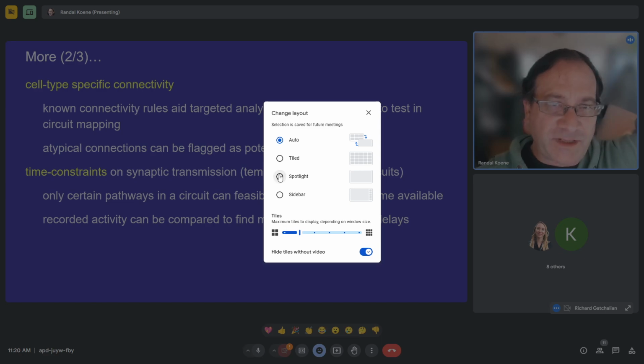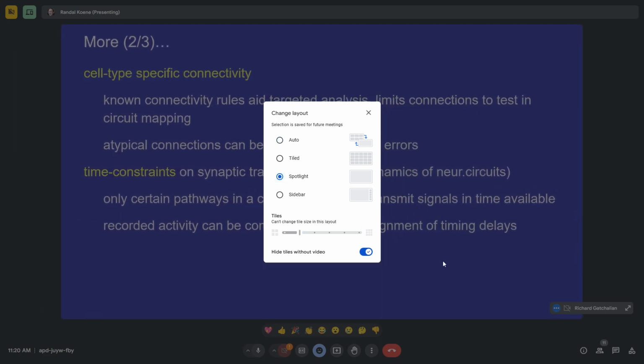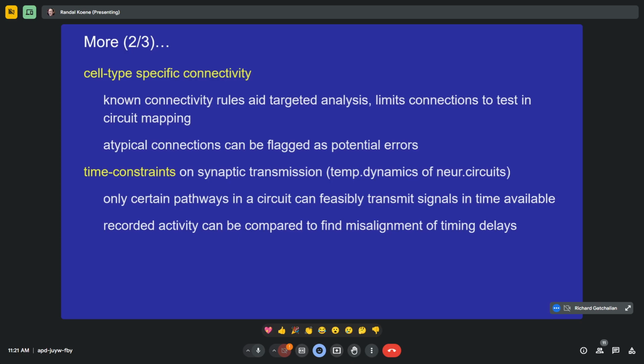Different neuron types, like pyramidal cells and interneurons, have stereotyped connectivity patterns, constraining segmentation and mapping. Knowing the rules of connectivity for different cell types allows for targeted analysis. For example, in the hippocampus, certain interneurons are known to target specific layers or regions of pyramidal neurons. This limits the number of possible connections that need to be tested during circuit mapping. If a connection is found between cell types that are not typically connected, this can indicate a reconstruction error.